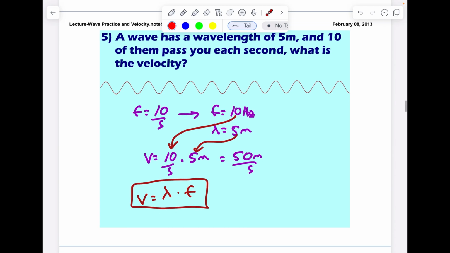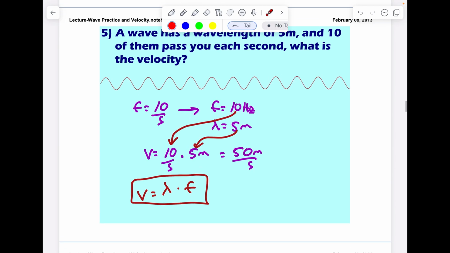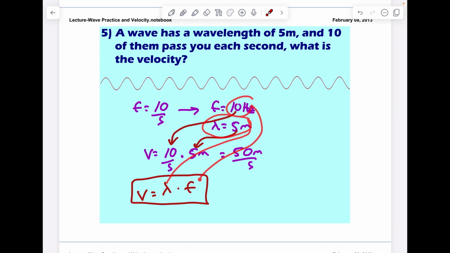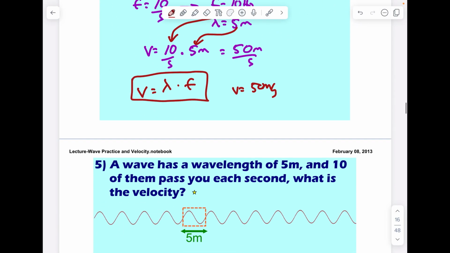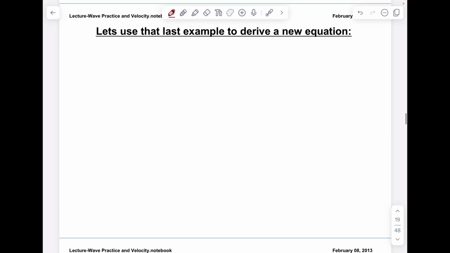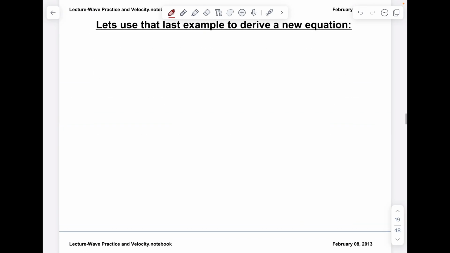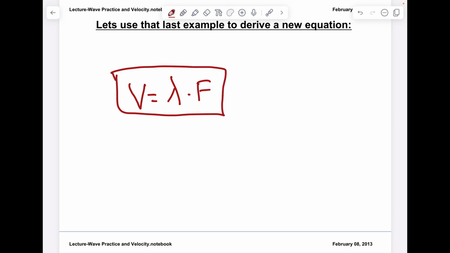So if you think of it in terms of that, all we're doing is velocity is 5 meters times 10 hertz, and we get 50 meters per second for our velocity. That gives rise to the wave equation here, which is v equals lambda f. The velocity of a wave is wavelength times frequency. So you want to make sure you have that down in your notes.